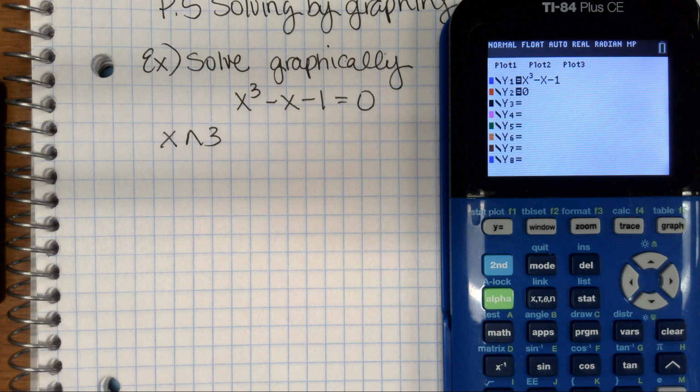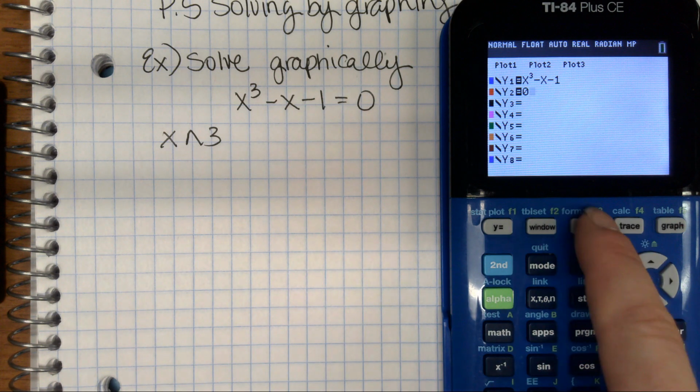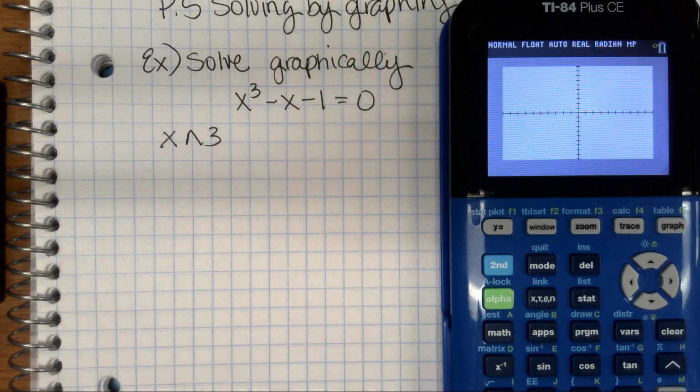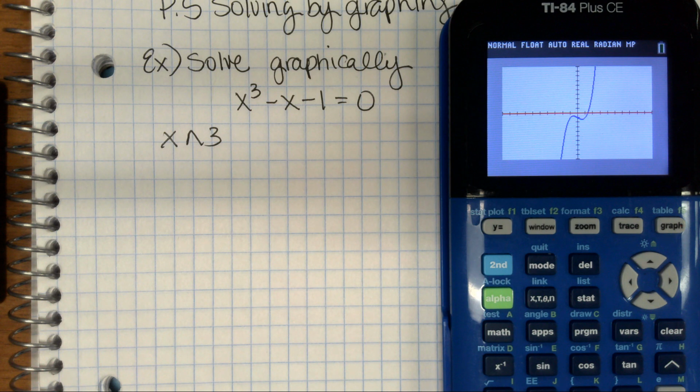We good? Okay, anybody remember how you get to a standard viewing window? I showed you the other day. Zoom 6 is what you want to hit. So the zoom key, the 6, you should see a graph like that.